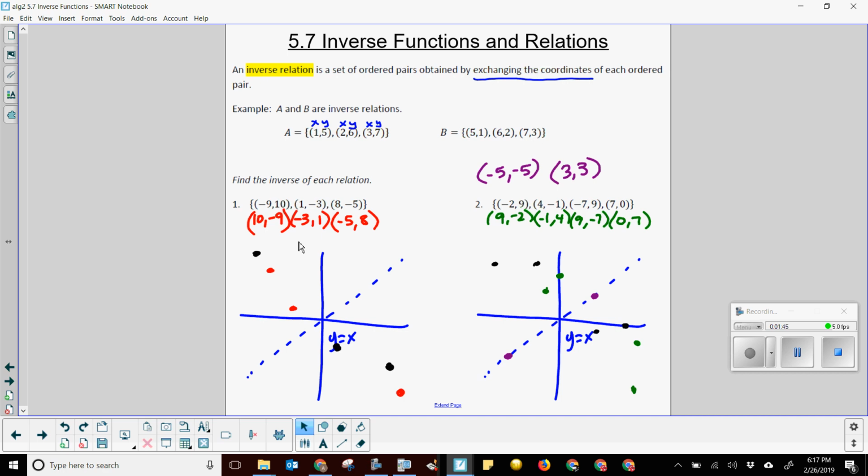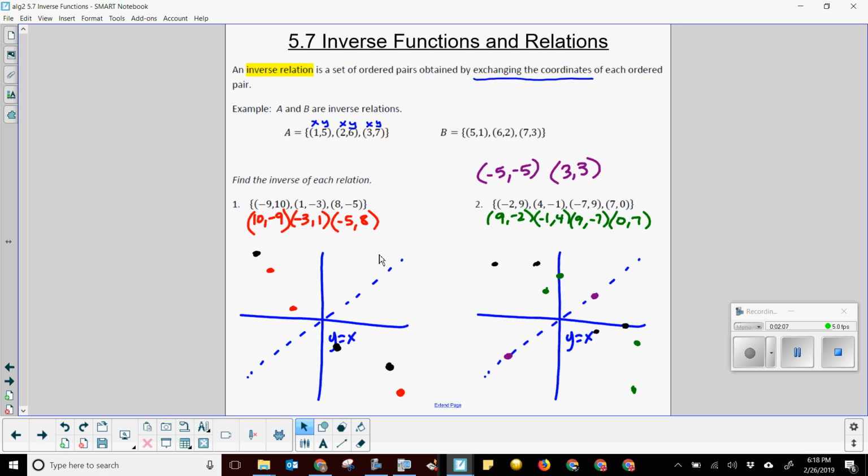And so in black, I plotted kind of sort of -9, 10. The inverse 10, -9 is this dot here. 1, -3 became -3, 1. And 8, -5 became -5, 8. And it was not exact, but it was close.